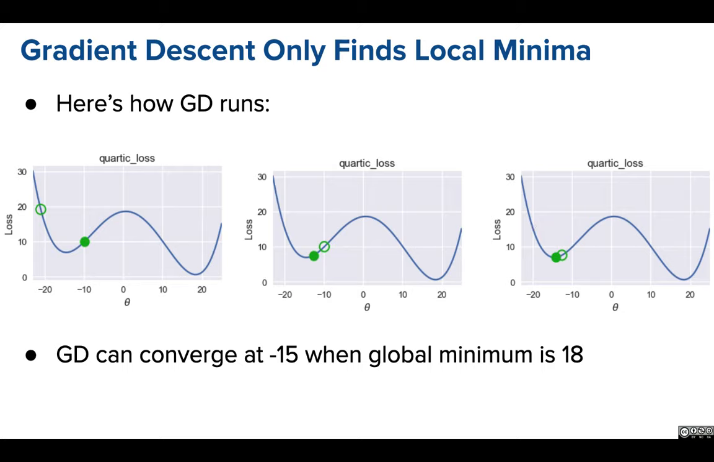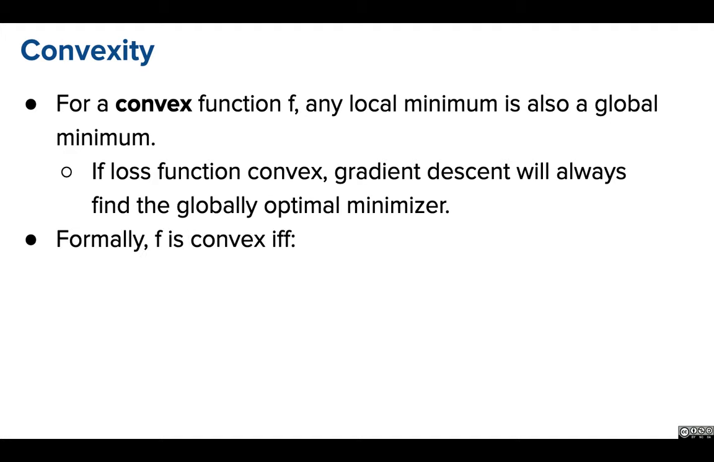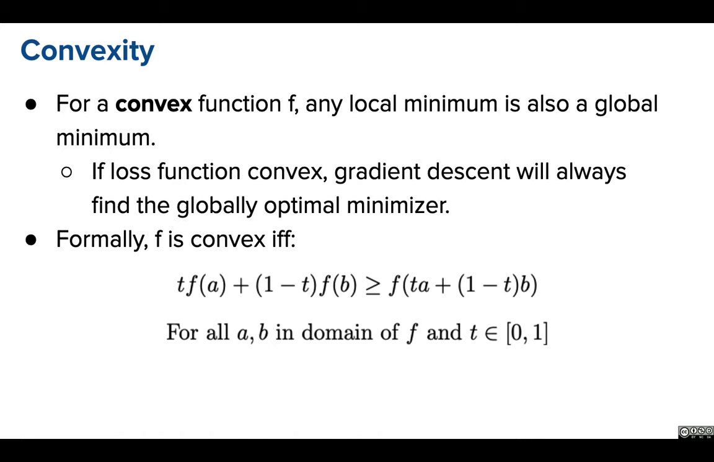Now it turns out that we don't like to work with these types of loss functions because of this property. In particular, we like to work with what we call convex loss functions. For a convex loss function, any local minima is also a global minima, which means that when gradient descent converges, you're guaranteed to find the global minima for that loss. Formally, we write this, and if this inequality holds for the function f, then the function f is convex. This is intimidating, so let me translate this to English.